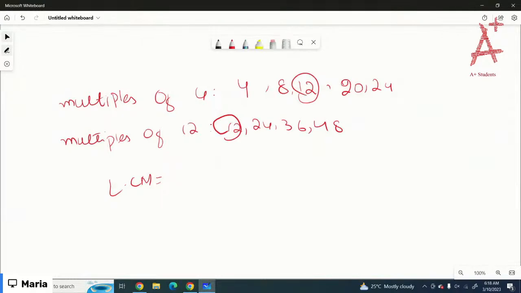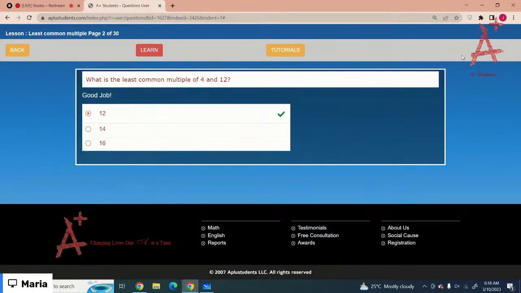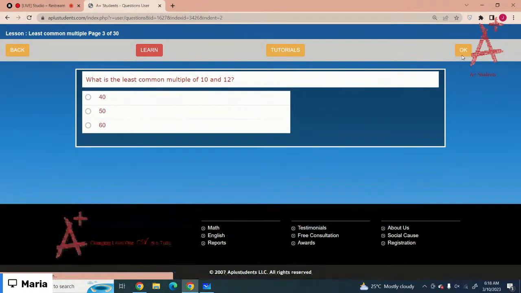How 4? Where is 4 in the table of 12? The least common multiple is 12. 4 is not in the table of 12. You have to write down the multiples. The common multiple is 12. Do not confuse.